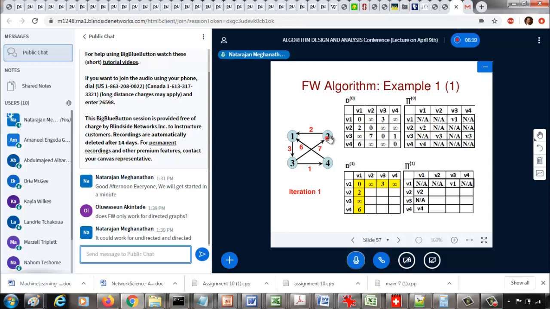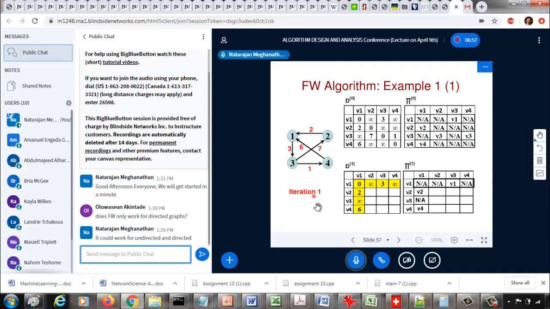Another case: if you have an edge from 2 to 1, so on row 2, column 1, that's what i, j means, a row from i to j. The distance is 2 and the predecessor is v2 itself. And 2 does not have an edge to any other vertex, so it is infinity for 3 and 4, and not applicable as a predecessor for 3 and 4. And 2 to itself is 0, and the predecessor is not applicable. Alright, so let us now go through the iterations.